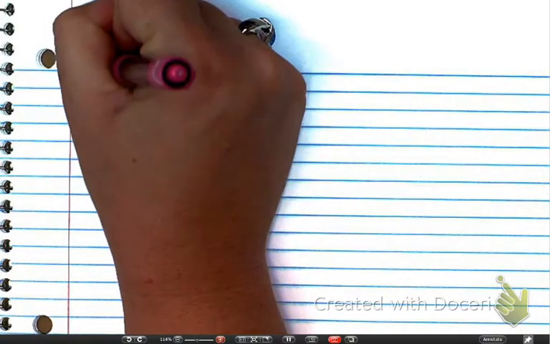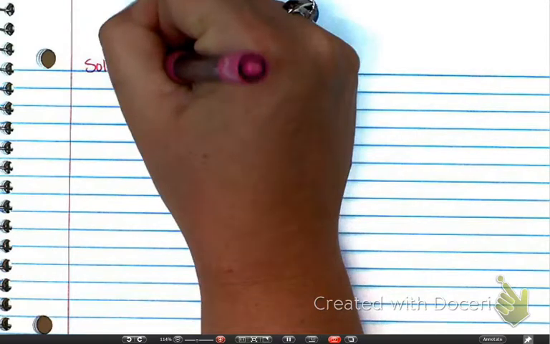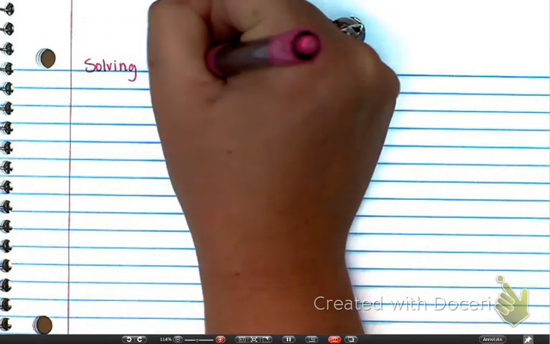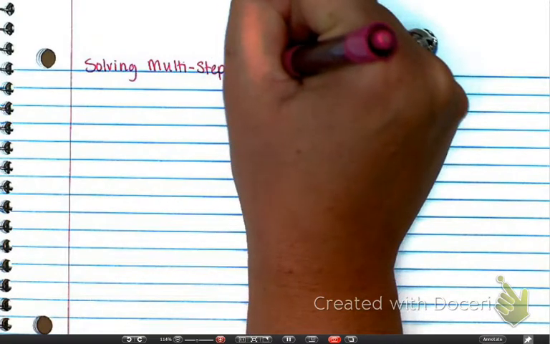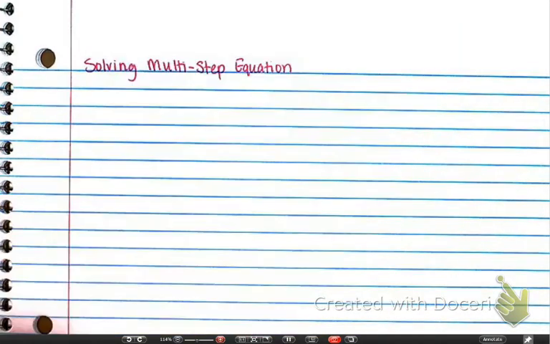So, solving multi-step equations. What would be considered a multi-step equation? Can someone give me an example of what a multi-step equation is? Okay, so an equation where you take multiple steps to solve, meaning what? Can we elaborate on that?